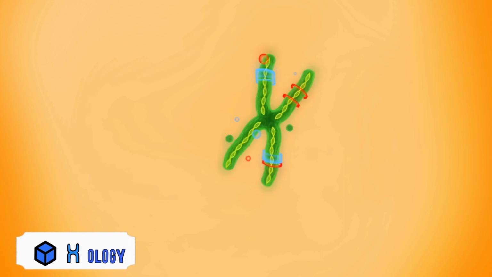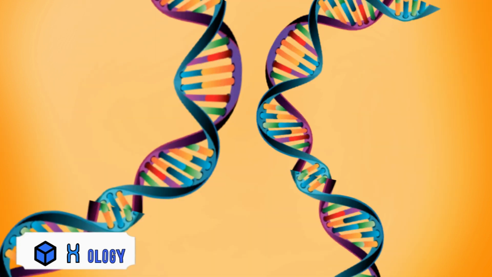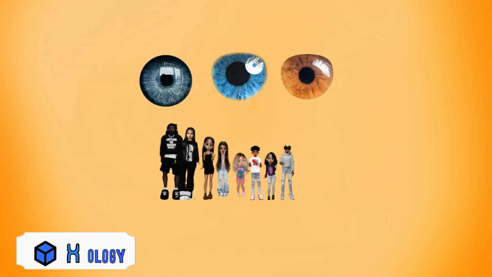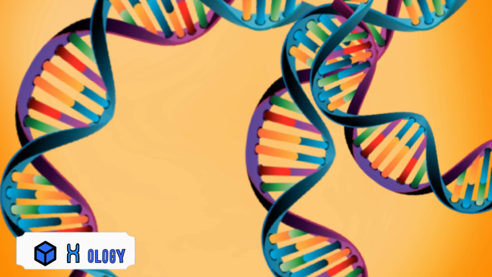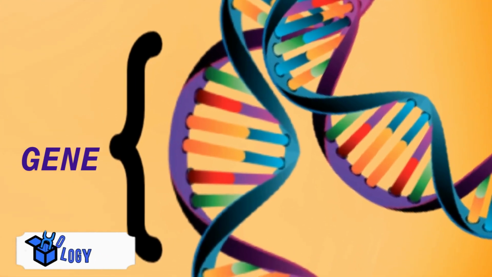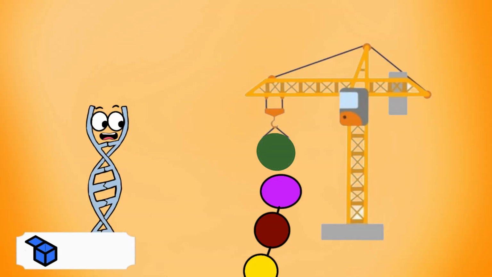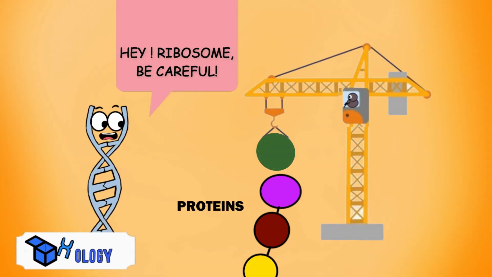Genes are the basic units of heredity, the building blocks that determine our traits. Eye color, height, skin complexion, all these characteristics and more are determined by our genes. Genes are segments of DNA, which is a long molecule that carries genetic information. DNA is found within the nucleus of our cells and acts like a code, containing instructions for building proteins.